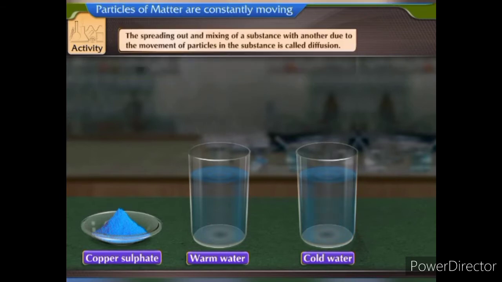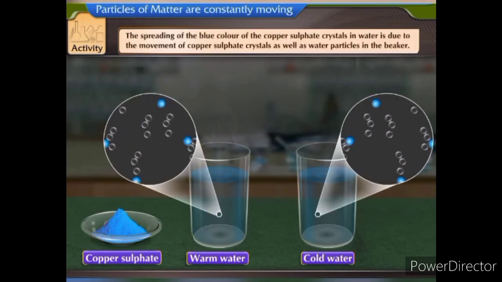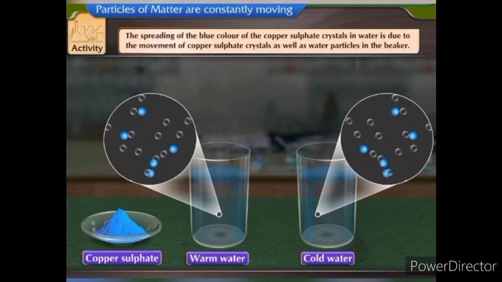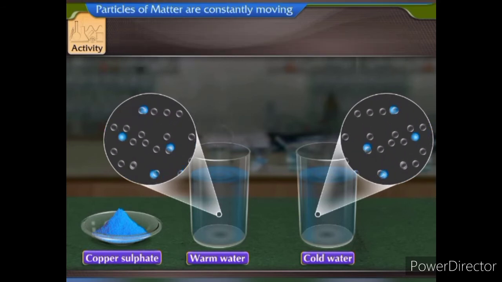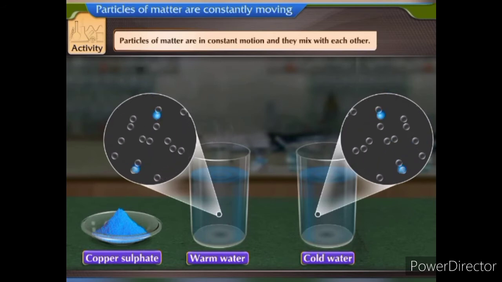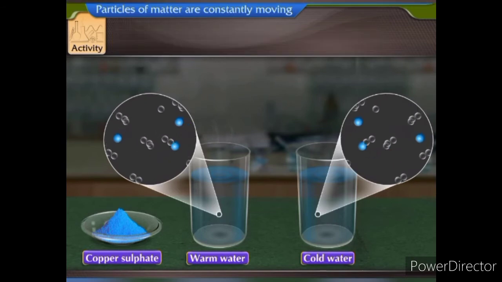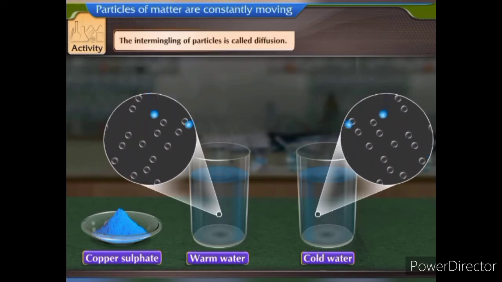The spreading out and mixing of a substance with another due to the movement of particles in the substance is called diffusion. The spreading of the blue color of the copper sulfate crystals in water is due to the movement of copper sulfate crystals as well as water particles in the beaker. This shows that particles of matter are in constant motion and they mix with each other. This intermingling of particles is called diffusion.